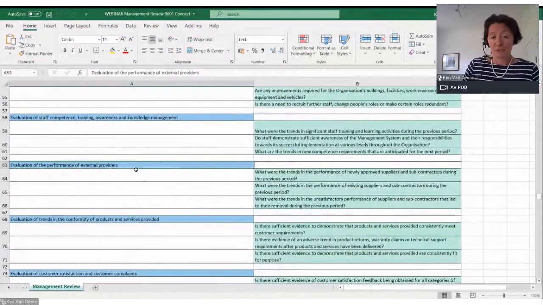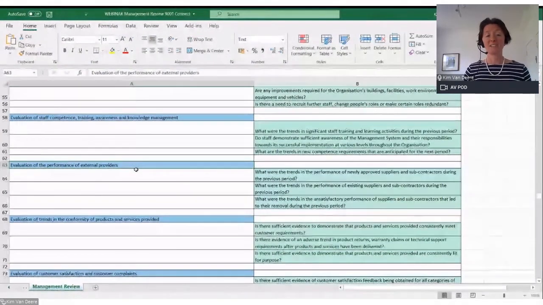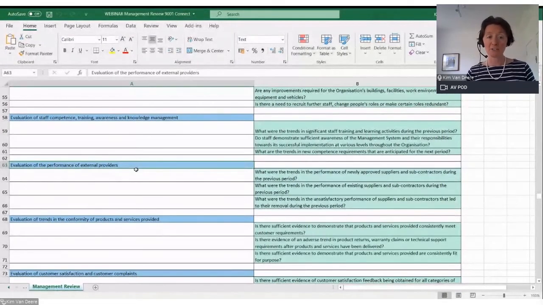How are our suppliers doing? So external providers just basically means suppliers, could be subcontractors, but anybody effectively that you're buying goods or services from. Are they any good? If not, what are we doing about it? Are we binning them? Are we getting a new supplier? Are we going to work with them and try and help them improve? What's going on?